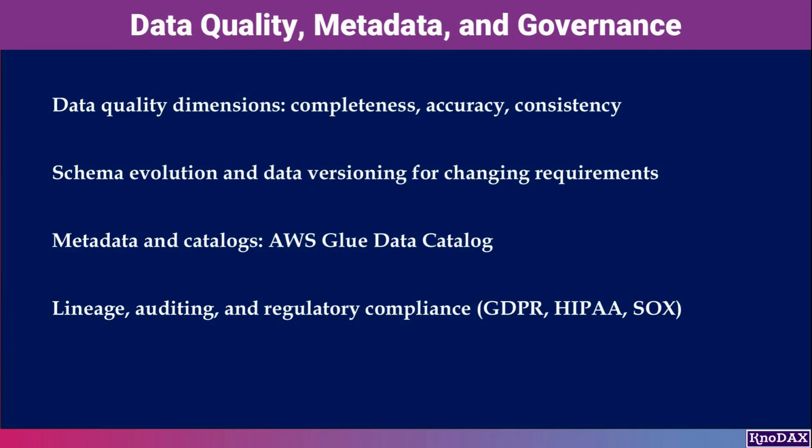Finally, governance includes lineage, auditing, and regulatory compliance. Whether you're dealing with GDPR, HIPAA, or internal audit requirements, you need visibility into where data came from, how it was transformed, and who accessed it. These practices help maintain trust, meet legal obligations, and keep the entire data lifecycle secure and transparent. Together, these components ensure that data is not only available, but also accurate, governed, and ready for reliable use across the organization.